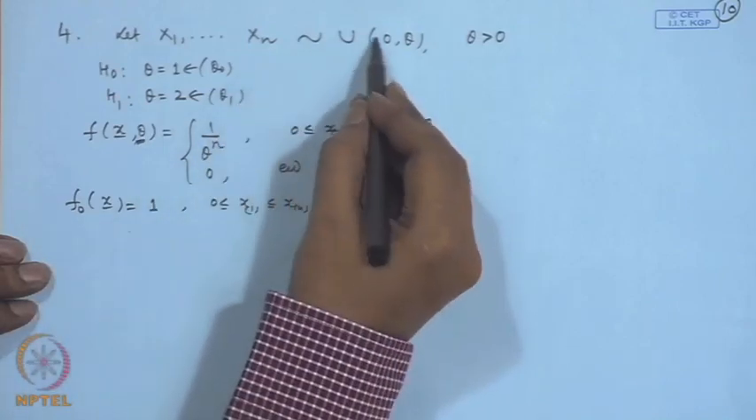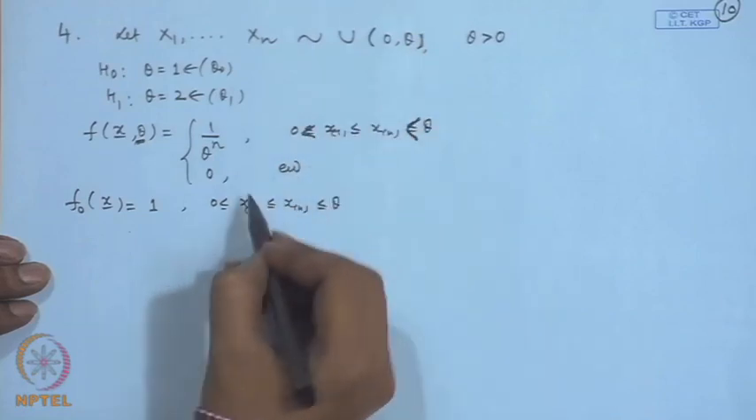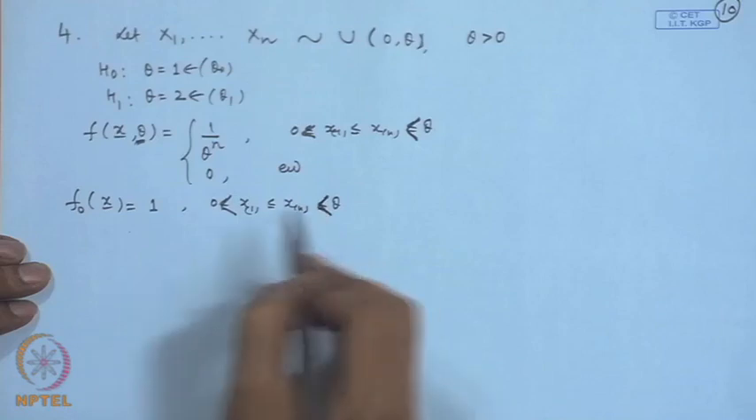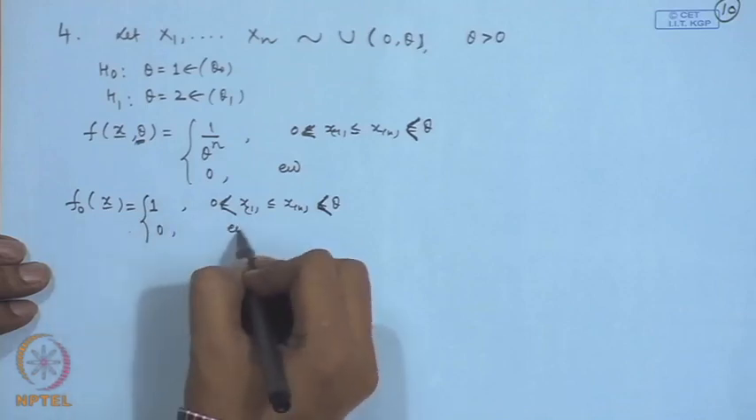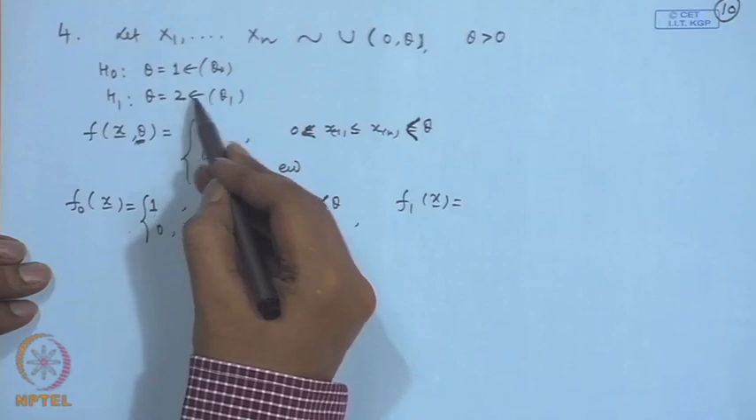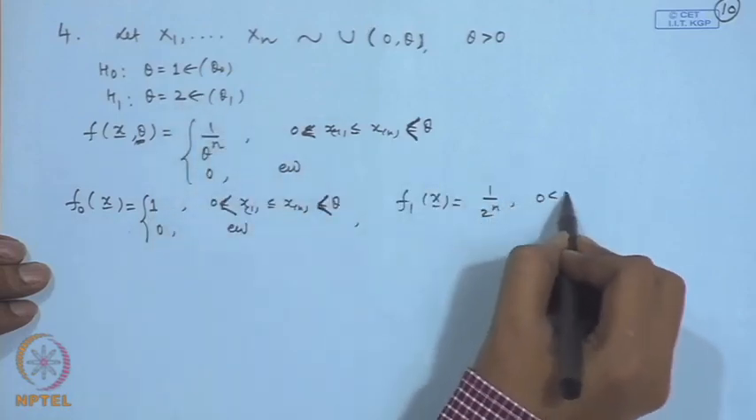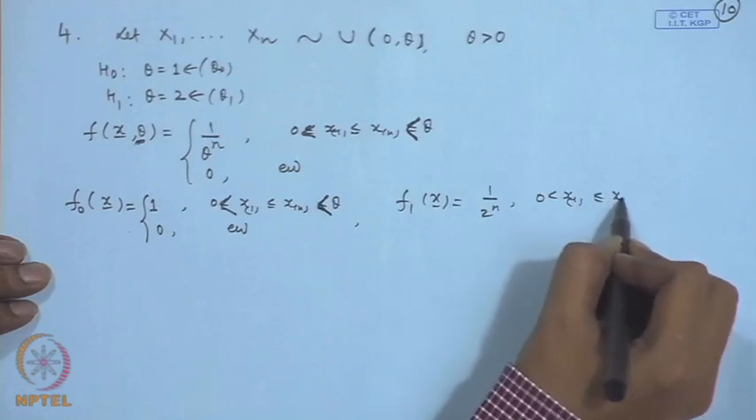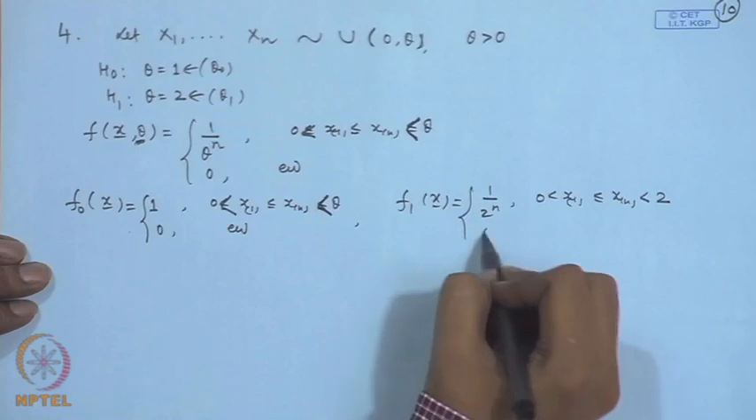If we write here open interval then we need not put equality here, we may put it like this, otherwise we may put equality, the probability of those points will be 0. So, it does not make any difference. Similarly, if we consider f 1, then under f 1 theta is equal to 2. So, it will become 1 by 2 to the power n for 0 less than x 1 less than or equal to x n less than 2, otherwise it is equal to 0.